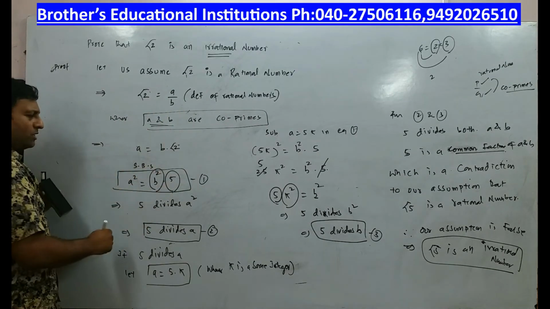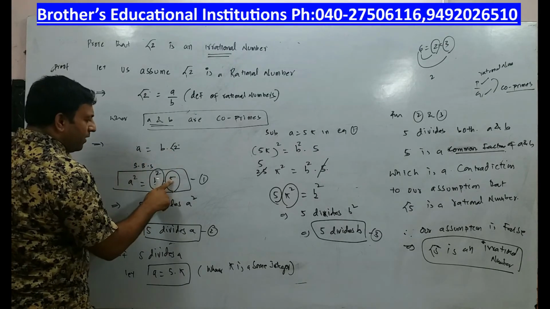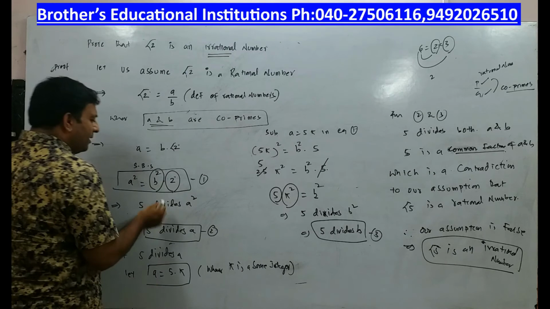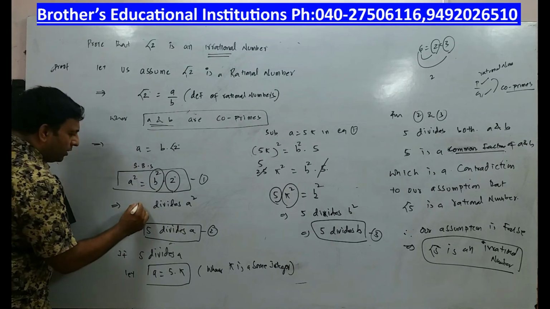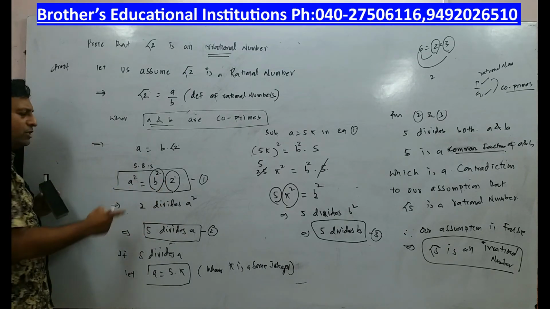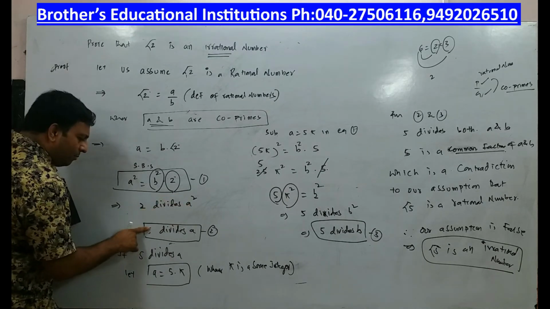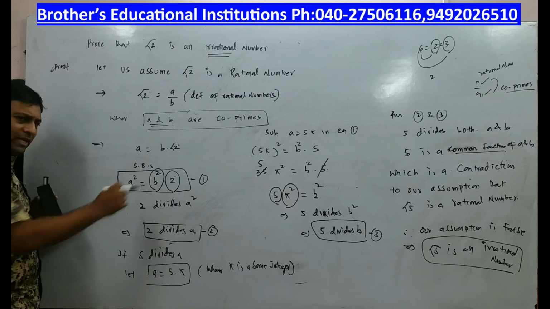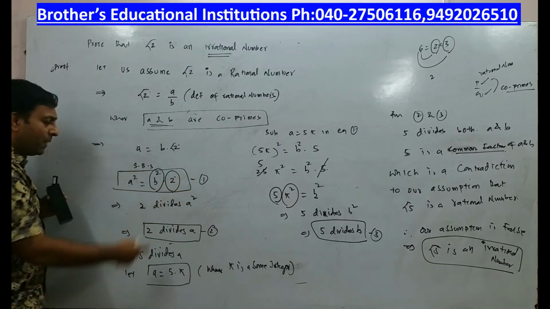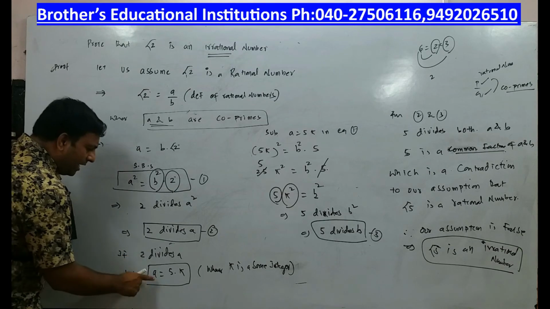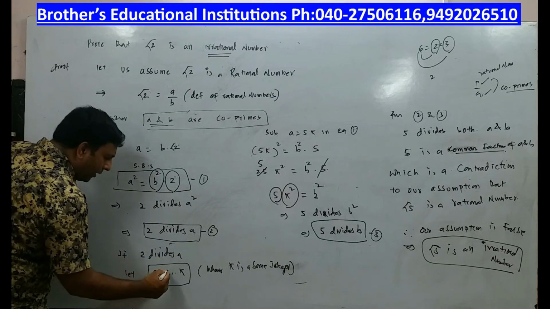I will square on both sides. So A square will be equal to B square into, what is root 2 square? 2. So A square is equal to something into something, means 2 is a factor of A square, means 2 divides A square. If 2 divides A square, means 2 also divides A. I will call that equation number 2. If 2 divides A, I can write A is equal to 2 into something.